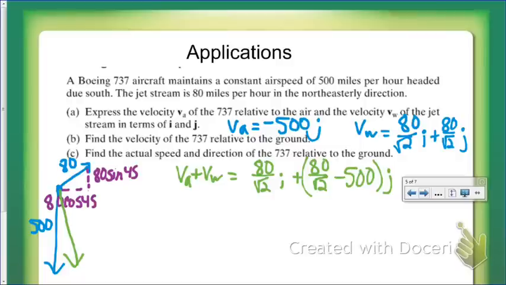Now, if you want to type that into your calculator at this point to get a decimal, that's okay, because for these next two parts, it's not going to be an easy exact value. We're actually going to have to get into some decimals. So you can write that as 80 divided by the square root of 2 minus 500. So that would be a negative 443.4J.